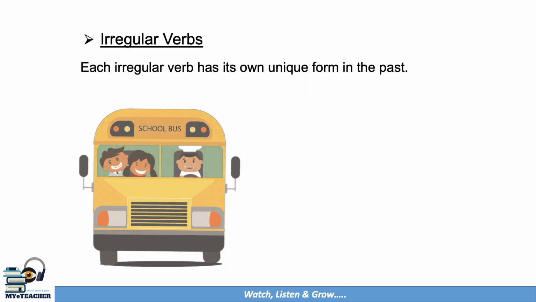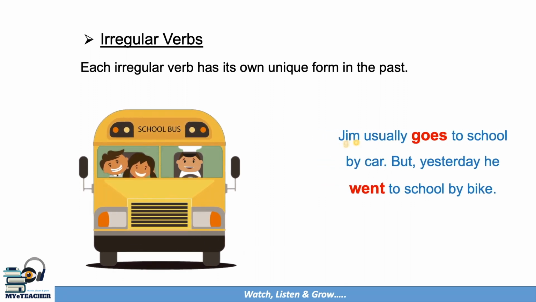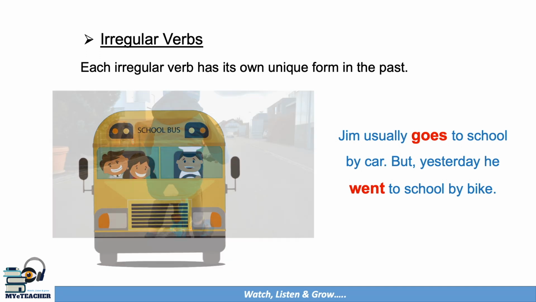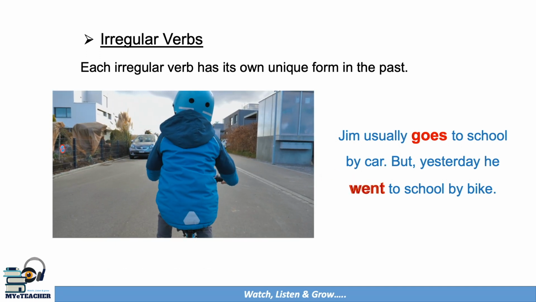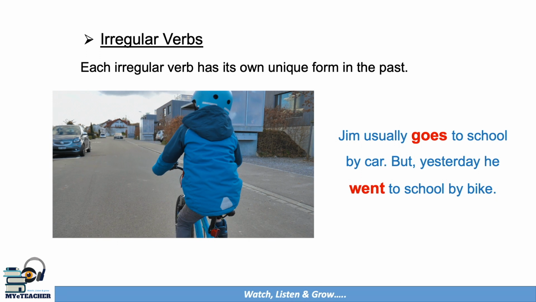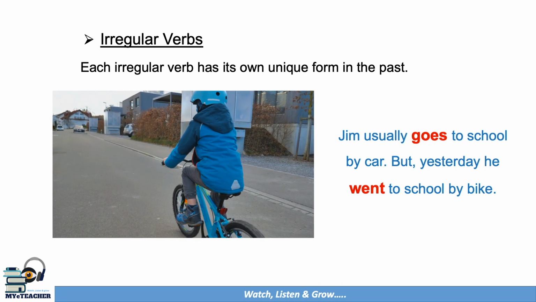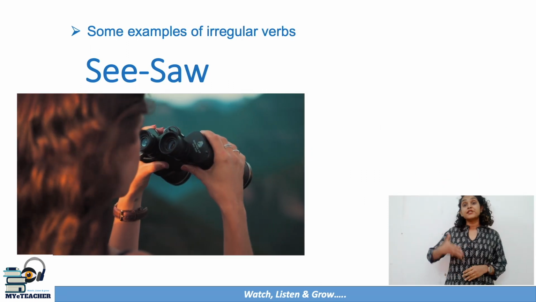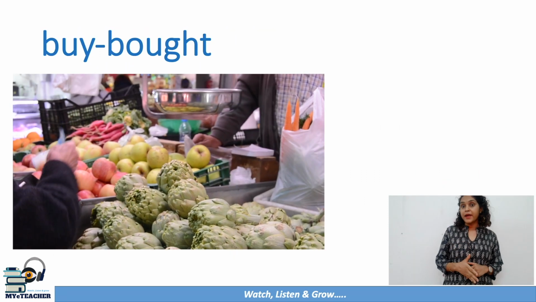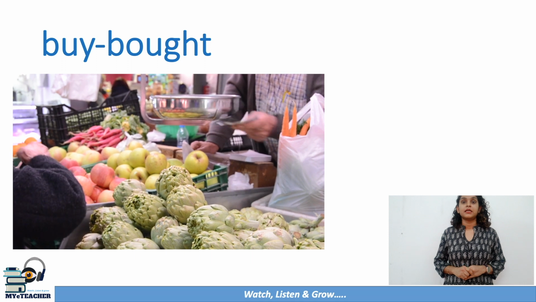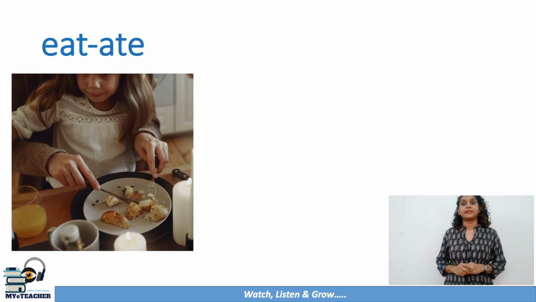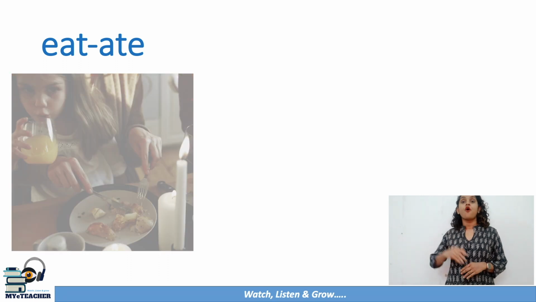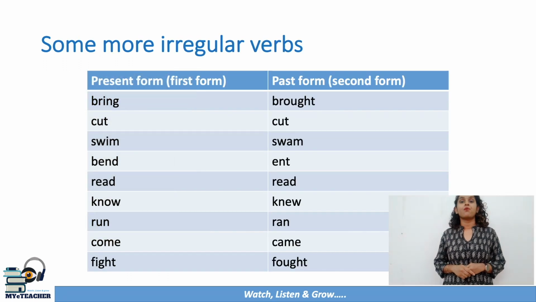Look at this sentence. Jim usually goes to school by bus, but today he went to school by bike. So goes becomes went. Some other examples of irregular verbs are see, saw, buy, bought, take, took, eat, ate. Here's a list of many more such irregular verbs.